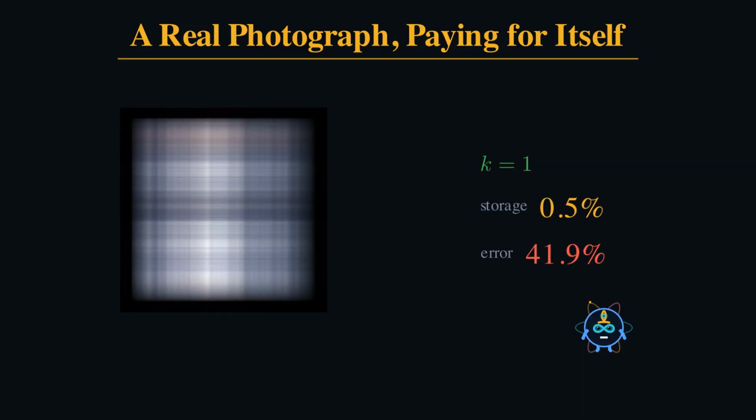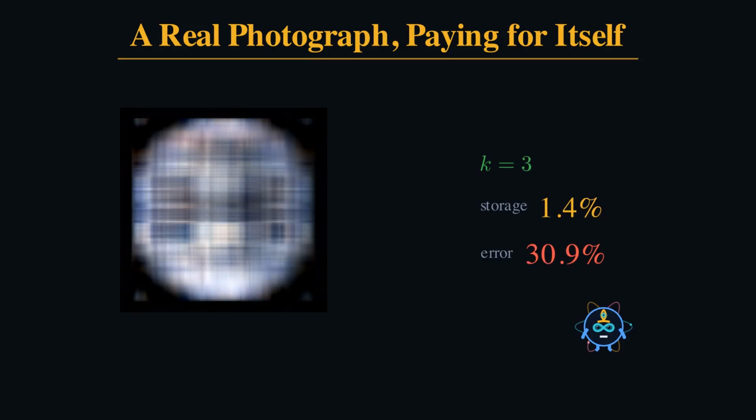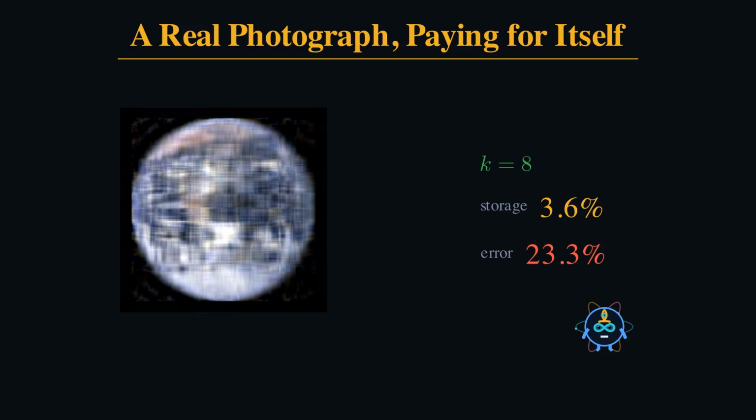So what is that actually worth? Watch a real photograph pay for itself. 1 layer, 0.5% of the file, and it is a smear. You would never call that a planet. 3 layers, still a blur, but something round is forming. 8 layers, 3.6% of the file, and you can already tell that is the Earth.